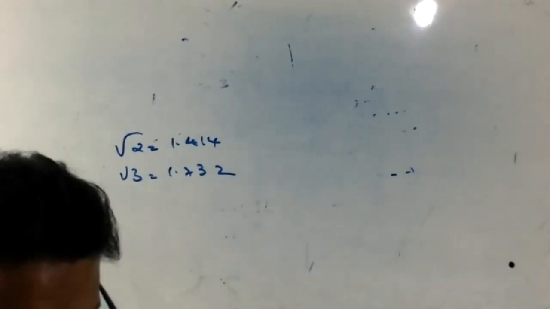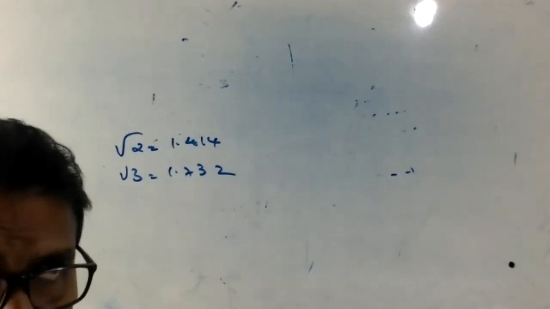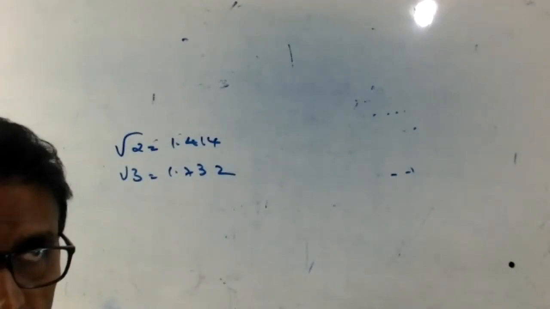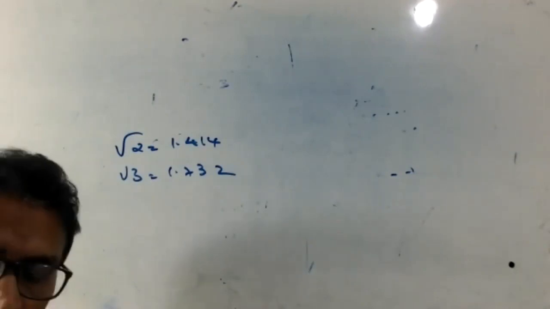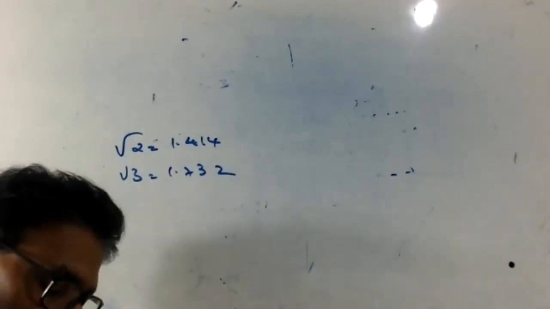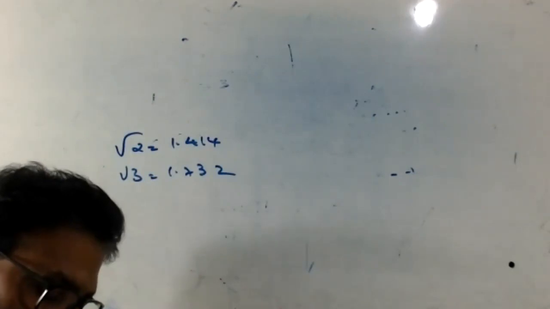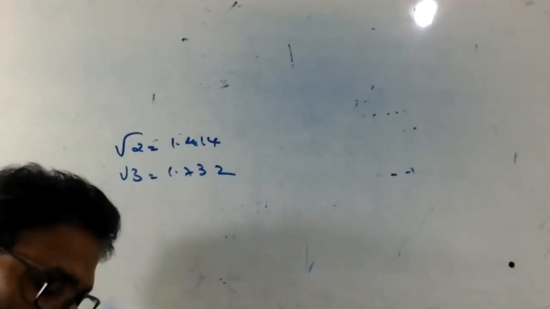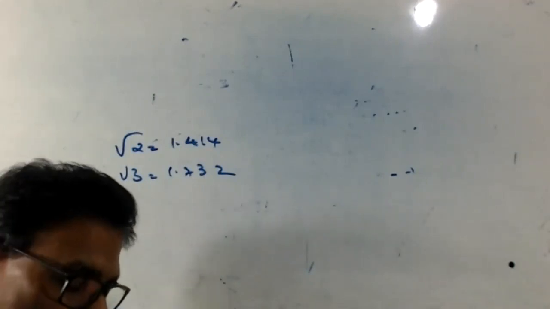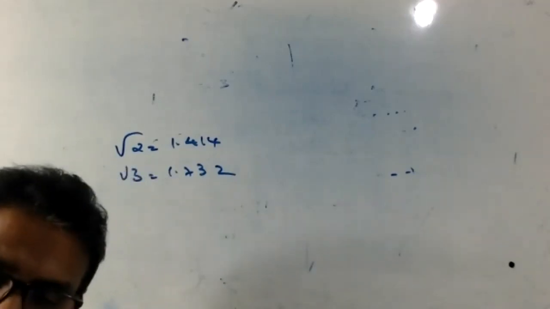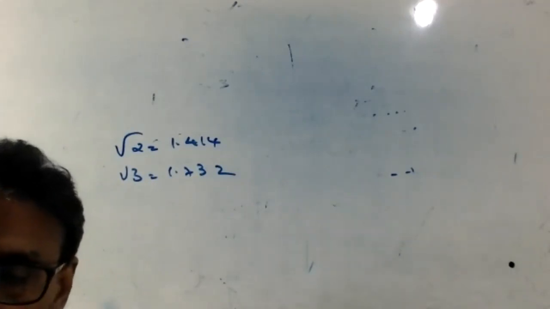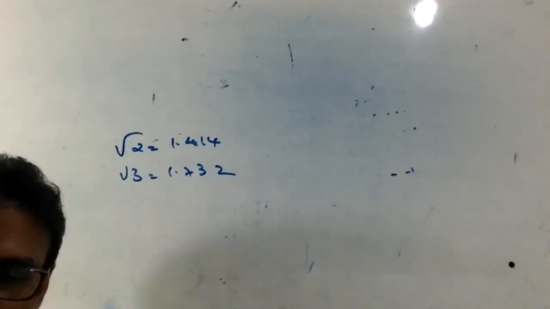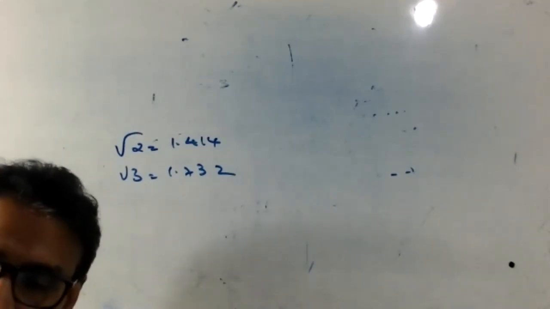Write a rational number. This is a star question. Write a rational number between root 3 and root 5.